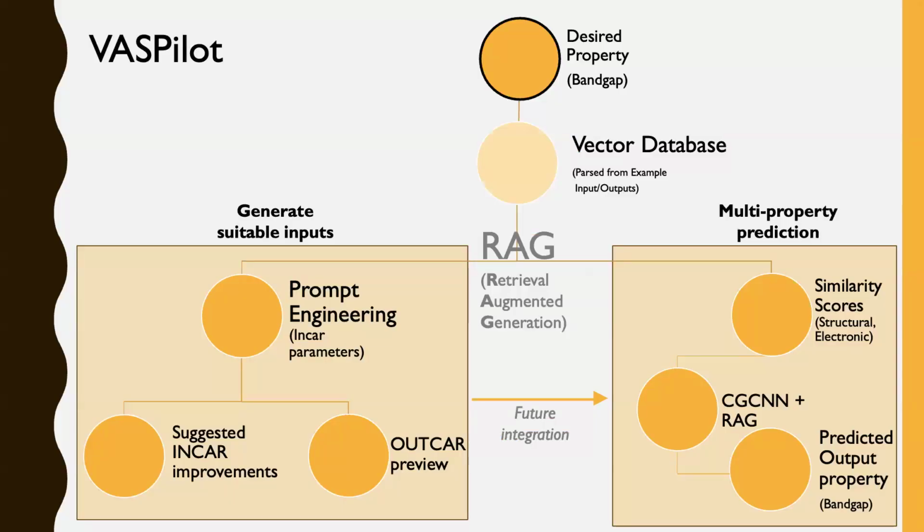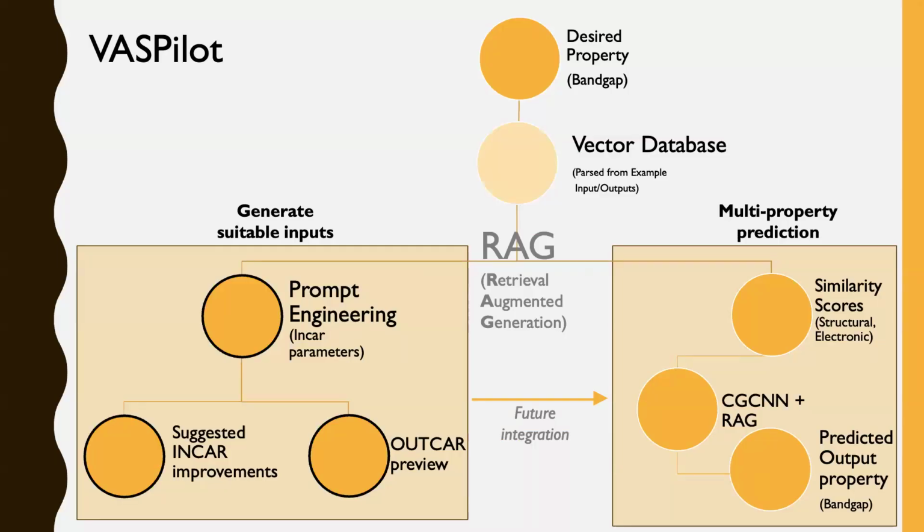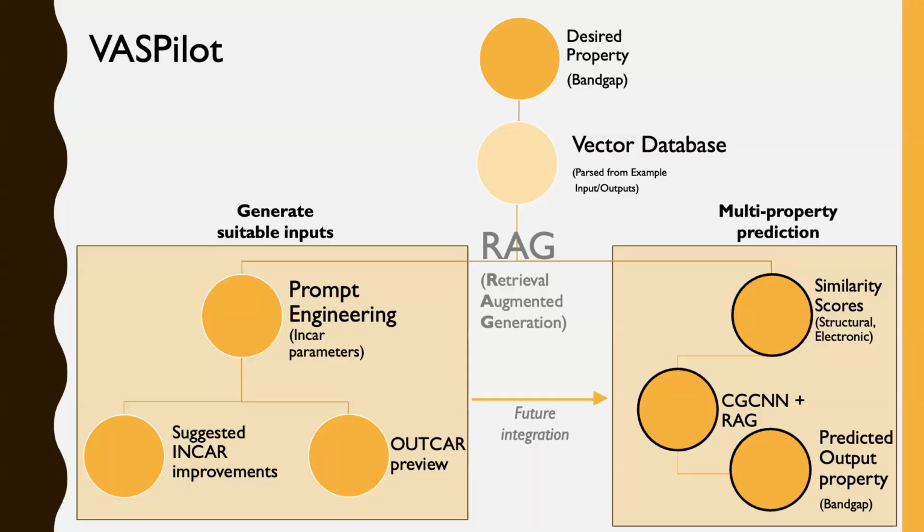So, for example, a layman to density functional theory might want a desired property, such as a specific band gap, but they don't know what might be the best input for that. While using a pre-computed vector database that we have inputted, the user is able to generate convenient INCAR parameters and preview what the outcome might look like based on prompt engineering. And then using those generated INCARs, the user can predict specific properties.